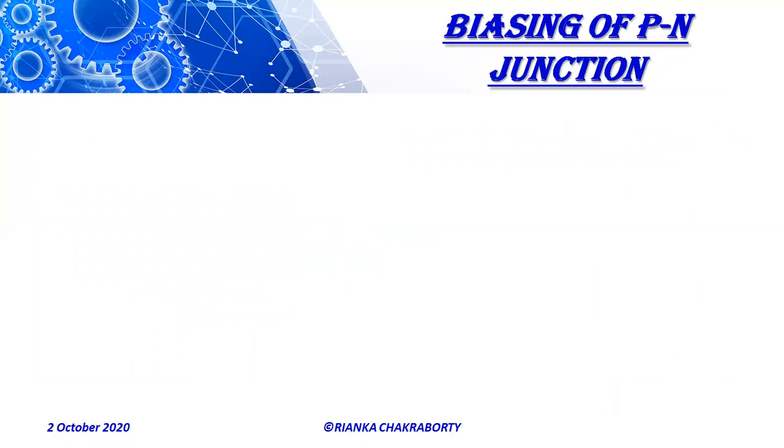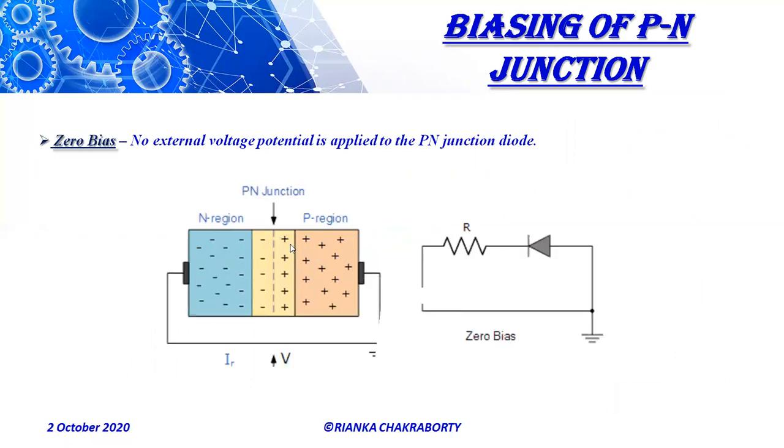So, the biasing of a PN junction diode. First of all, we will see the zero bias condition. When no external voltage potential is applied to a PN junction diode, that is called zero biasing condition. Now, if the diode's terminals are shorted together, a few holes, that is the majority carriers in the p-type material, with enough energy to overcome the potential barrier will move across the junction against this barrier potential. This is known as forward current and it is referred to as IF.